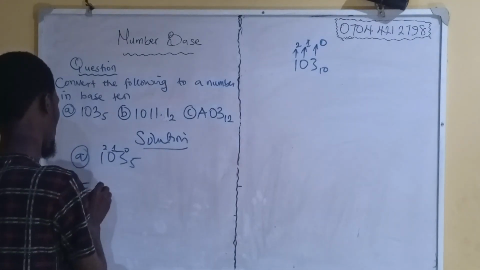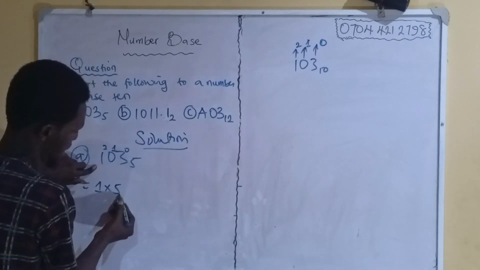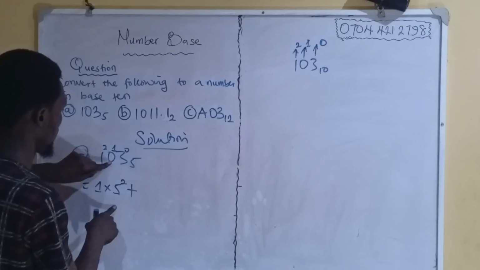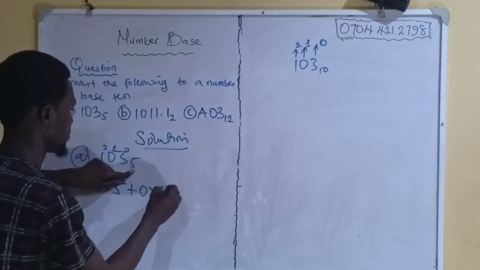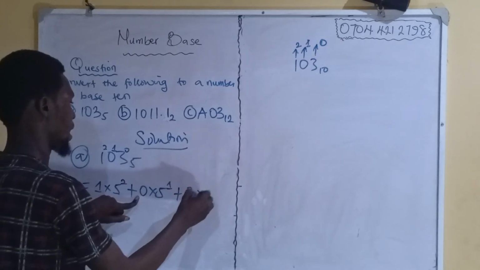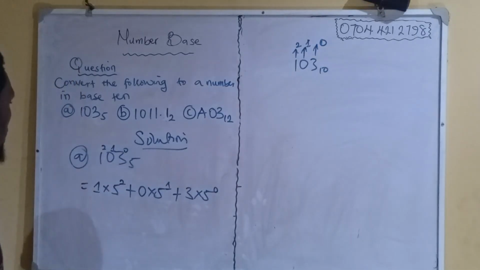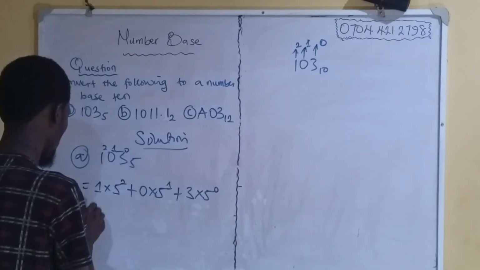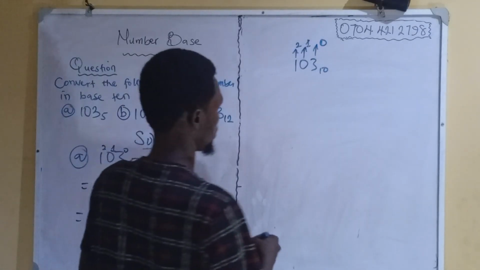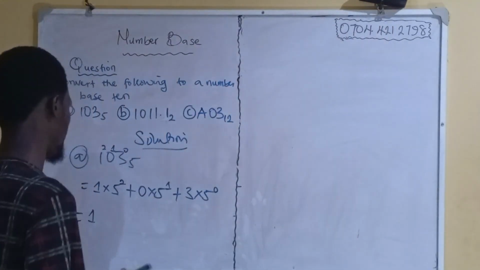You have 1 times 5. What is the power? The power of 5 at this digit is 2. Then 0 times 5, which is the base, and the power of 5 there is 1. Then 3 times 5, and the power of 5 there is 0. So what you have to do is work the powers first. If you work the powers, this is what you will have.